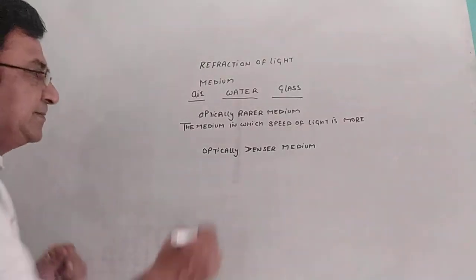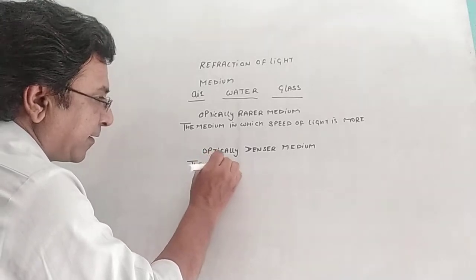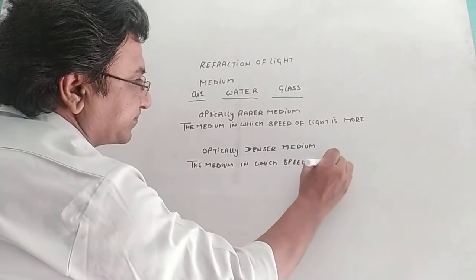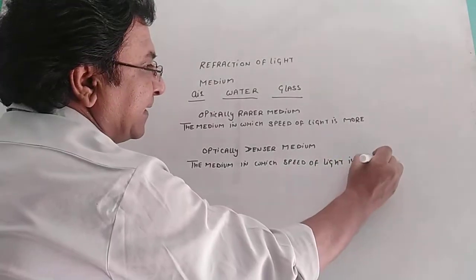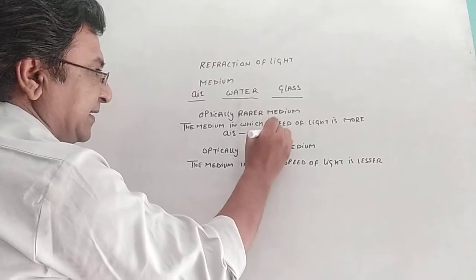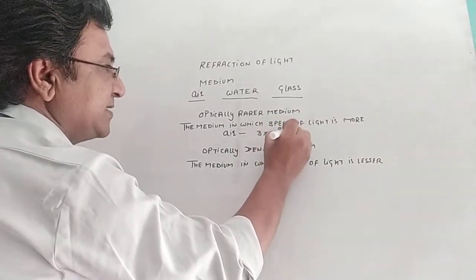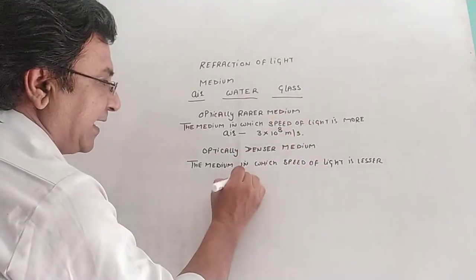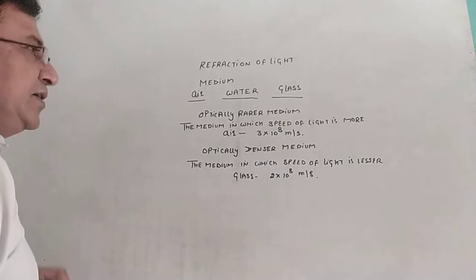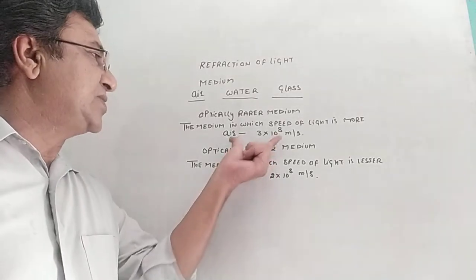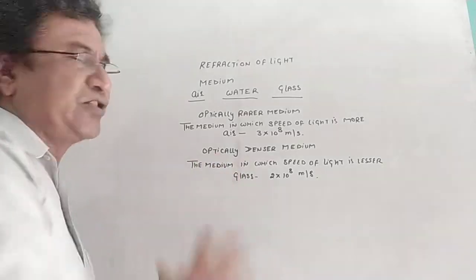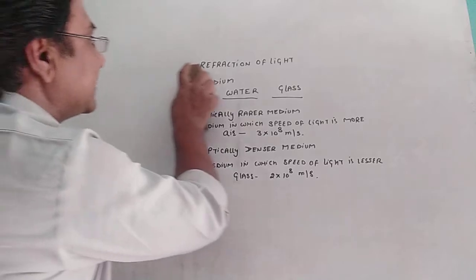Optically denser medium is the medium in which the speed of light is lesser. Let's take an example. Air is an optically rarer medium. The speed of light is 3 into 10 raised to power 8 meter per second. But glass, an optically denser medium, it is 2 into 10 raised to power 8 meter per second. So the speed of light in glass is lesser as compared to the speed of light in air. So air is a rarer medium as compared to the glass. Remember that to understand the refraction of light. Okay? If you have understood, let's go to the refraction of light.